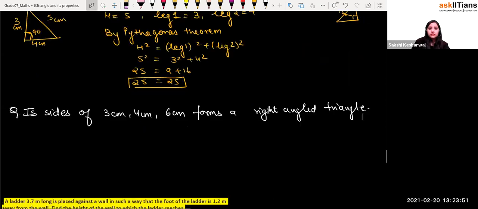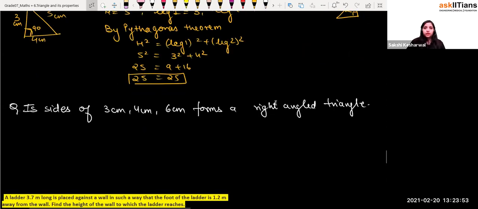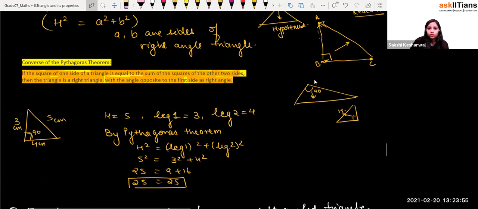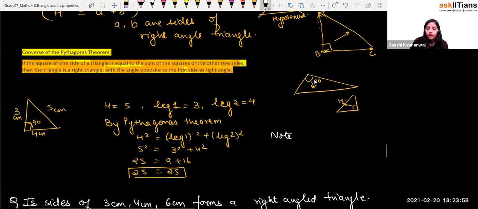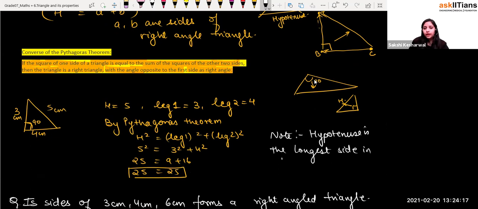Now, which was the longest side? One more thing, please write it down. This is a note point: the hypotenuse is the longest side in a right angled triangle. So please make a note of this.